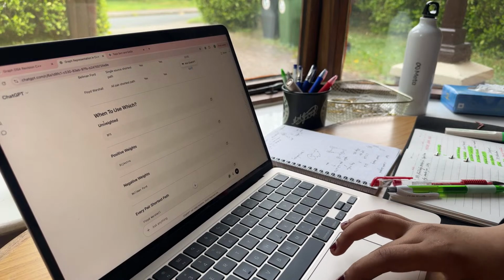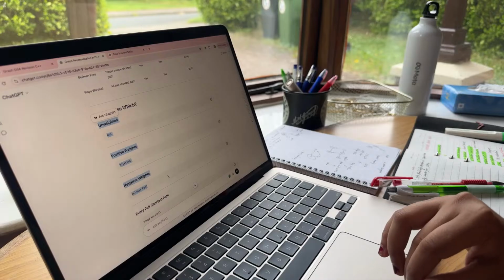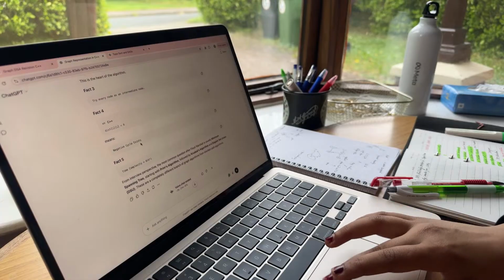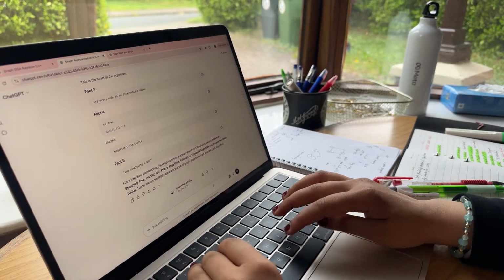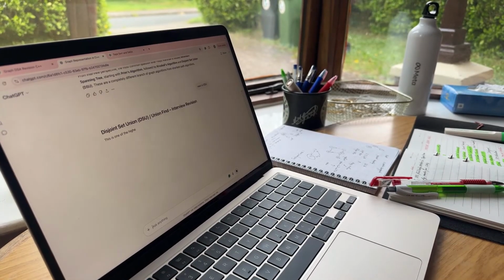When to use which? If it is unweighted, use BFS. If it is with positive weights, use Dijkstra. If it is with negative weights, use Bellman-Ford. If every pair shortest path, use Floyd-Warshall. So next we are going to revise DSU.